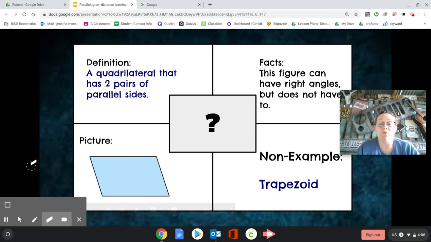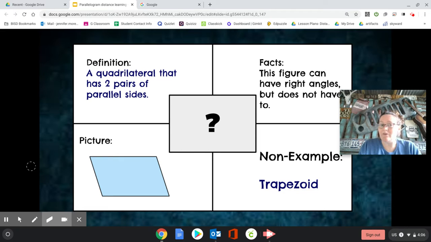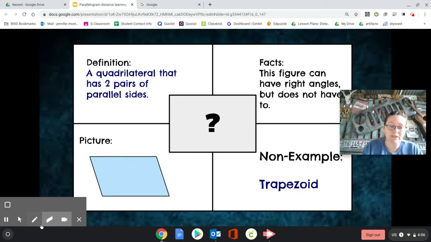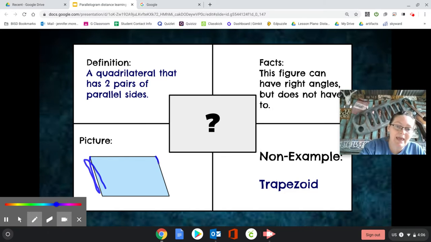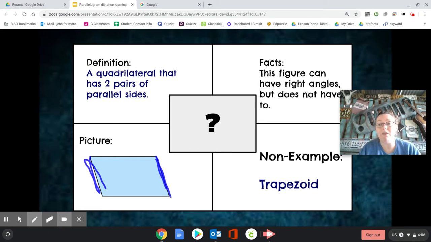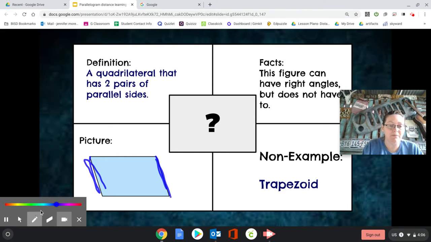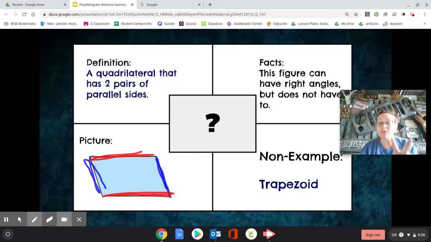All right, so now we're going to learn about a quadrilateral that has two pairs of parallel sides. When I say pairs, this is a pair of sides that are parallel. That means they're always the same distance apart and they'll never ever meet. Now let me switch colors here. And here is another pair of parallel sides. A pair means two. So this side here is parallel to this side. Okay, so what shape would that be?